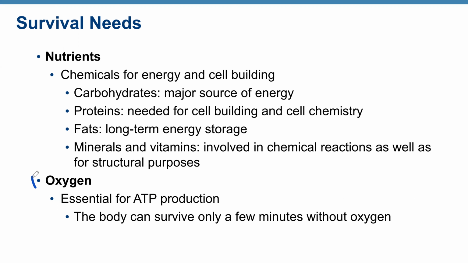Oxygen. Essential for ATP production, and ATP is adenosine triphosphate. It's a molecule that is used by your cells for cellular function. So it's a molecule that stores a large amount of energy like your rechargeable battery, and your cells can use this energy to perform their work. The body can survive only a few minutes without oxygen. Oxygen is needed to make this ATP.